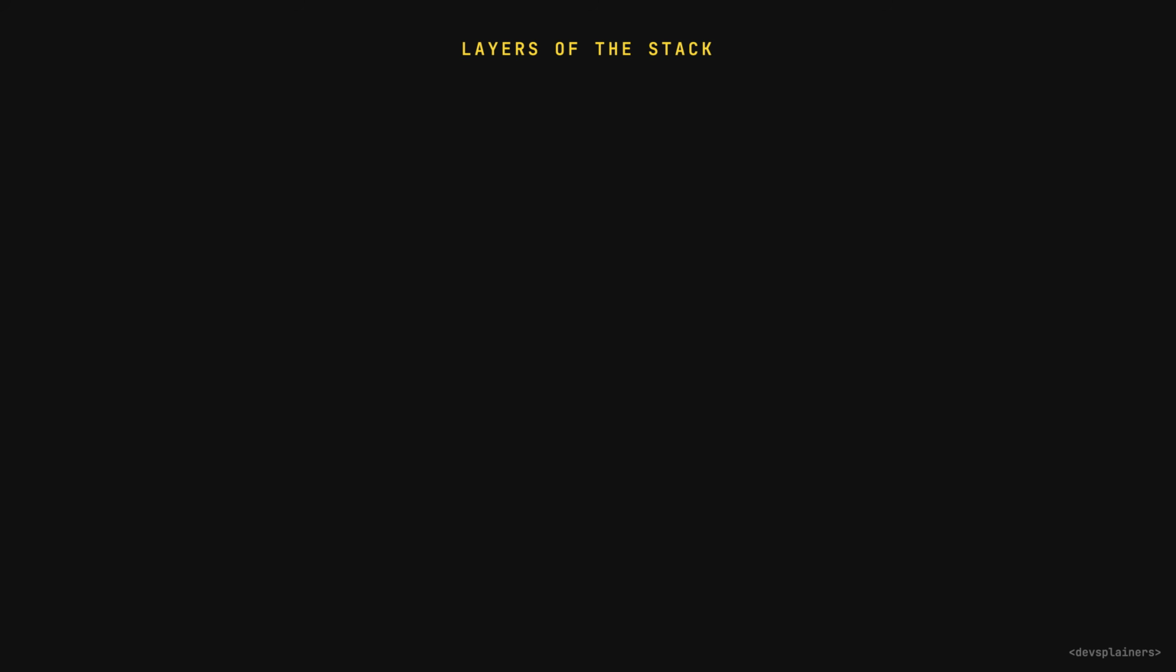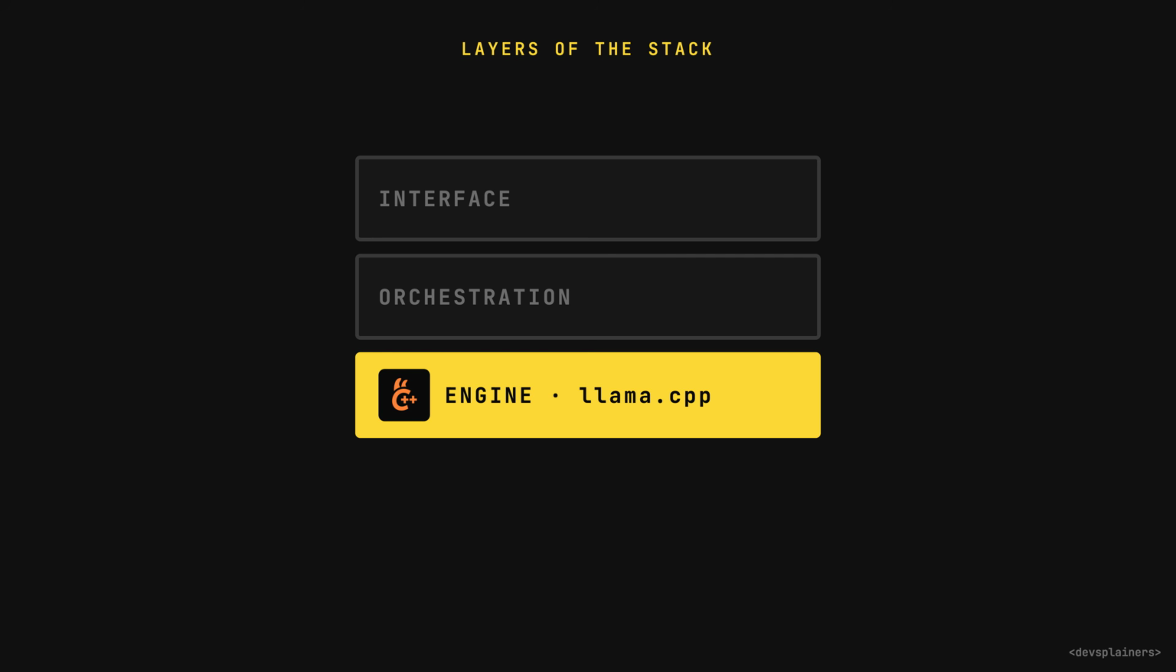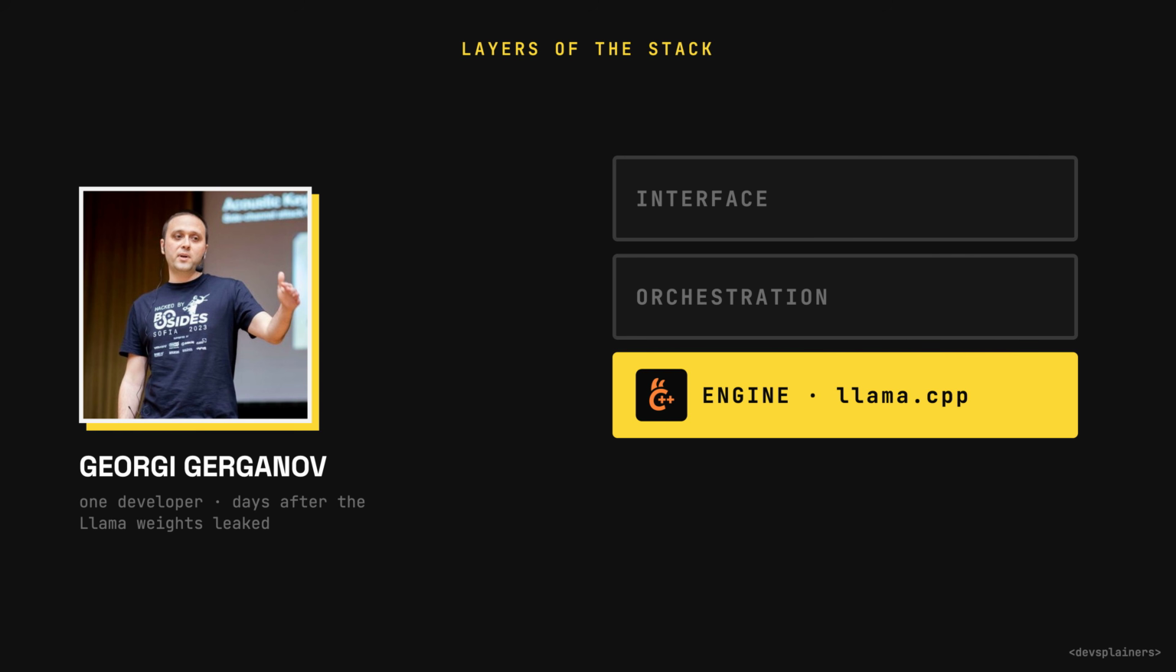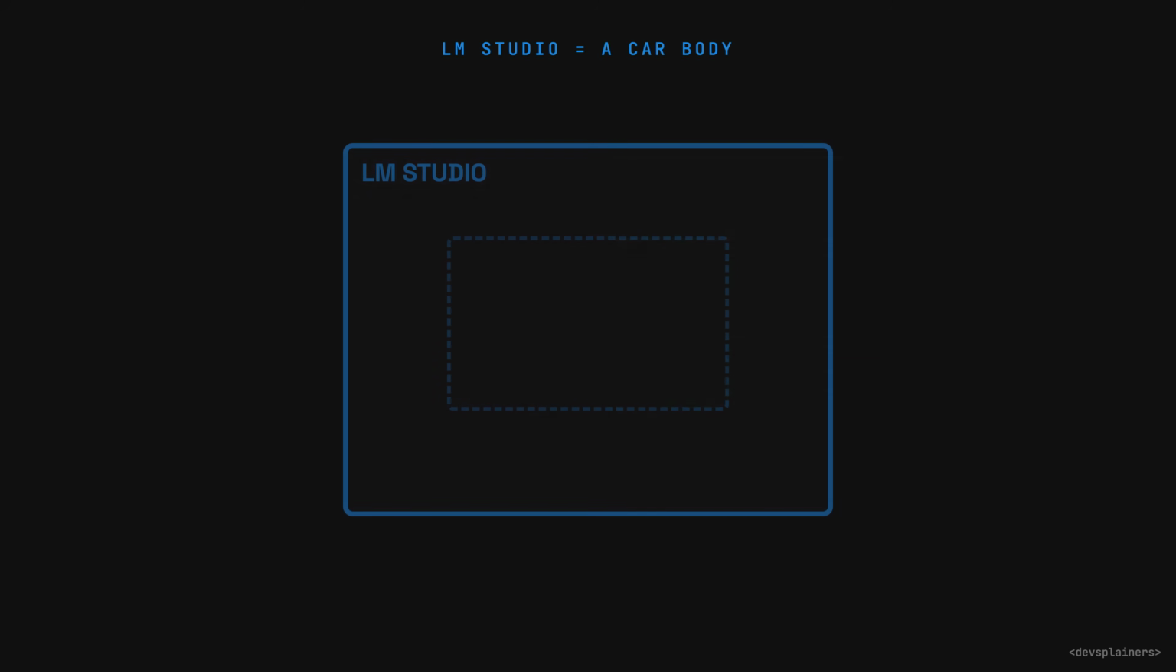Here's the reframe. These three sit at different layers of the stack. One is the foundation, the other two are built on it. llama.cpp is an engine. One developer, Georgi Gerganov, started it days after the llama weights leaked back in 2023, and it grew into the thing that actually does the math. Loading the model, running the tokenizer, throwing the heavy number crunching at your CPU, your NVIDIA card or your Mac's Metal chip. It is the engine block.